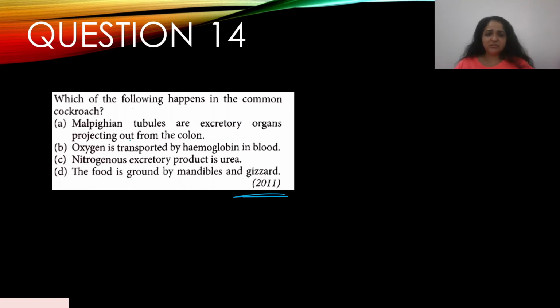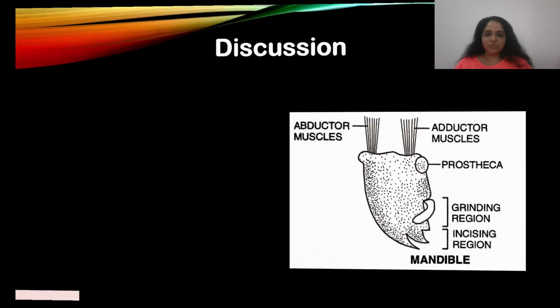Malpighian tubules as excretory organs projecting out from the colon, that is not really right. Oxygen is transported by hemoglobin in blood. No, we already discussed that. This is tissue fluid. Nitrogen excretory product is urea. No, it's uric acid. Food is ground by mandibles and gizzard. We already discussed that, right? Answer is D. We already discussed gizzard. We'll discuss mandibles. It's a mouth part of the cockroach.